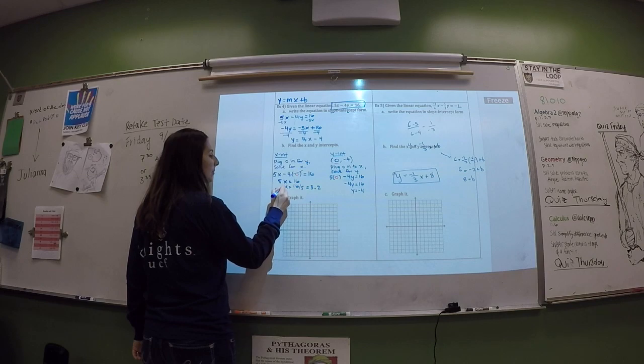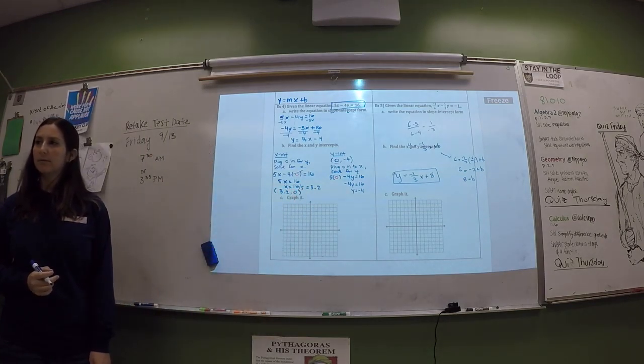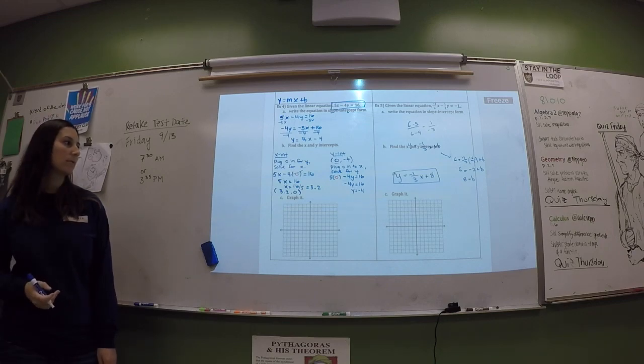So that means our x-intercept is 3.2, comma 0. Or you could put 16/5, comma 0. Or you could put 3 1/5.